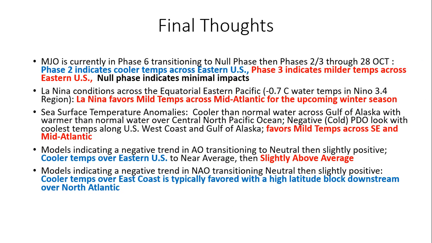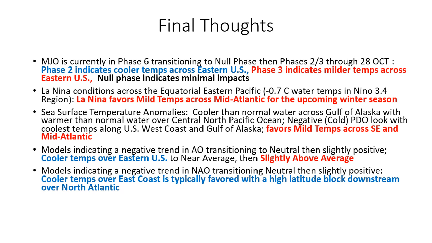So here are my final thoughts for tonight's video and this week's teleconnection discussion. All right, so bottom line, the MJO is currently in phase 6, and it's transitioning to a null phase and then to phases 2 and 3 through the 28th of October. Now, phase 2 generally indicates cooler temperatures across the eastern U.S., while phase 3 indicates milder temperatures across the eastern U.S., and if it's in the null phase, it just indicates minimal impacts in general. It does not favor cold nor warm temperatures in a null phase.